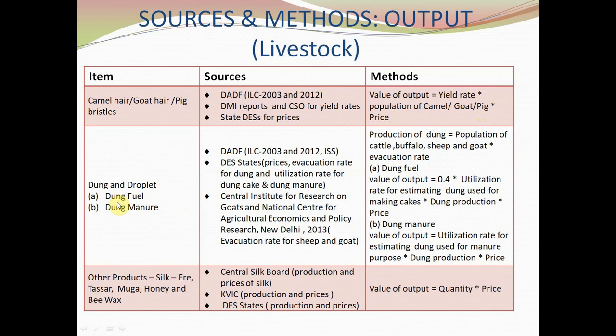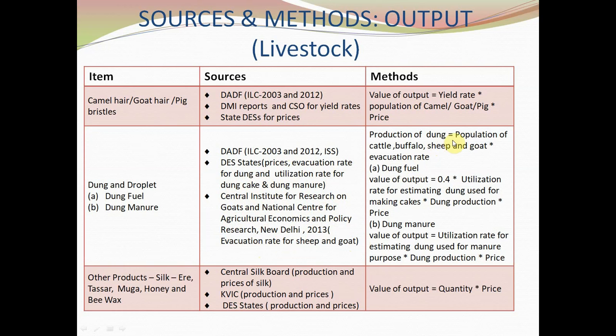For dung and droppings, we are using dung fuel and dung manure. Sources are DADF studies, ILC 2003-2012 integrated sample survey. DES states are providing prices, evacuation rate for dung and utilization rate for dung cake and dung manure. Central Institute for Research on Goats and National Center for Agricultural Economics and Policy Research, New Delhi, 2013 is used for evacuation rate for sheep and goat.